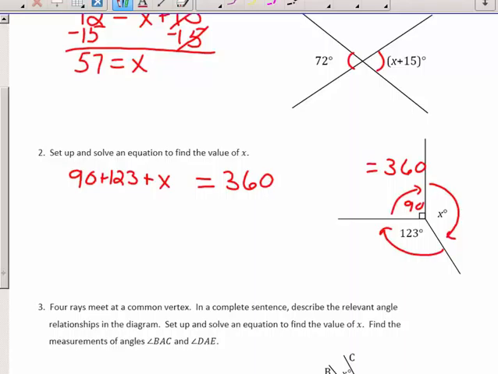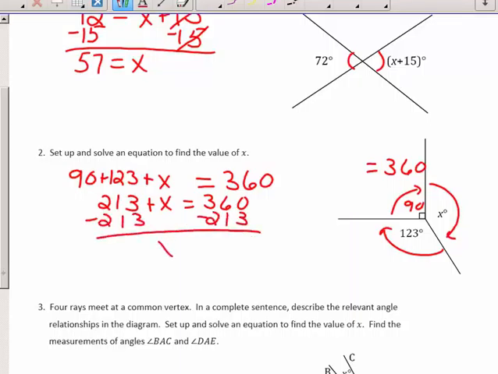If it didn't say to set up an equation, you could have just done this doing some mental math, but it said to set up an equation. So my first job is to combine my like terms, which is going to give me 213 plus x equals 360. Subtract 213 from both sides. And I'm going to get x is, I certainly hope I did that right, 147 degrees. In this case, x was the angle, so I still didn't have to do any more work there.